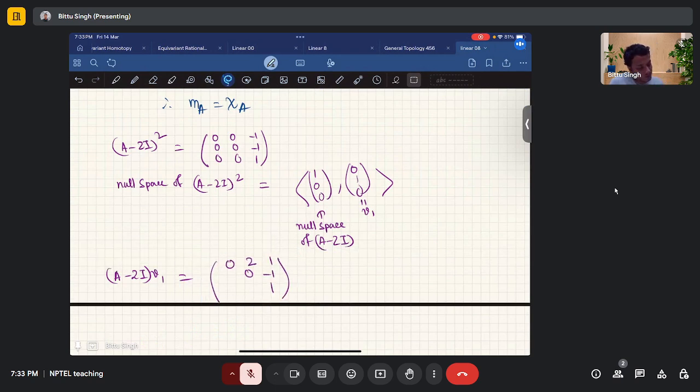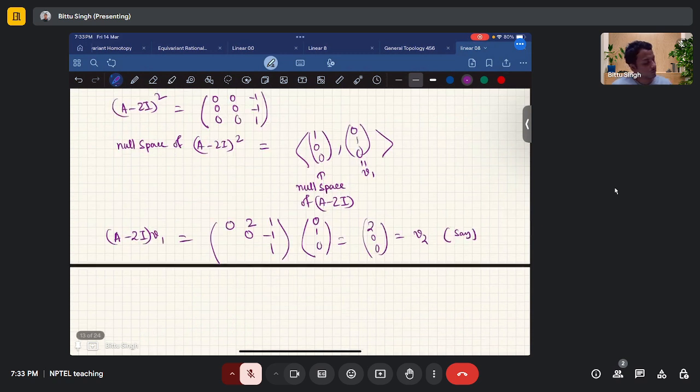Okay, so this is A minus 2I and just multiply with v1. v1 means 0, 1, 0. So this will give 2, 0, 0. Right? Let's give the name v2 for this. This is say v2. So here v1 is chosen because A minus 2I times v1 is actually non-zero. That's why v1 is chosen.